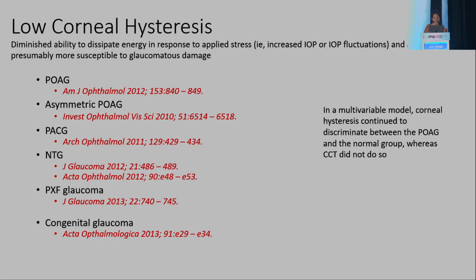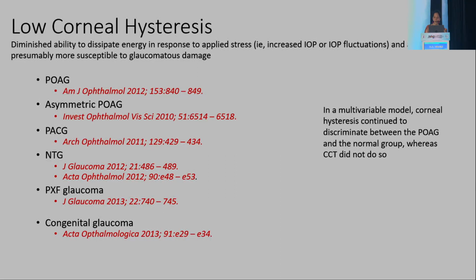Low corneal hysteresis means diminished ability to dissipate energy in response to applied stress. Applied stress is the force, and the strain is the deformation that happens. This makes the eye more susceptible to glaucomatous damage. Low corneal hysteresis is seen in POAG, asymmetric POAG, PACG, NTG, PXF glaucoma, and congenital glaucoma too.